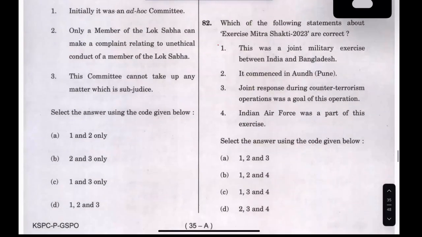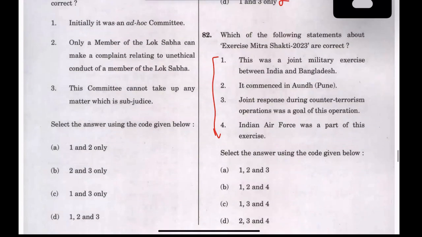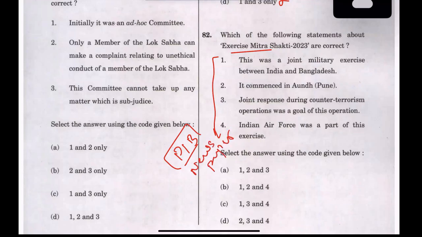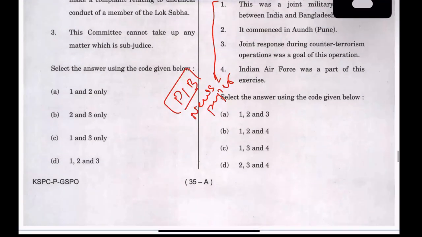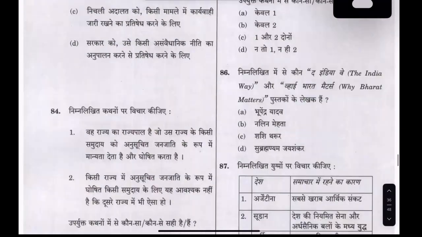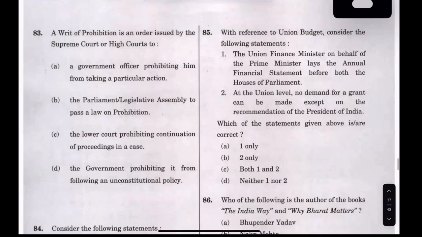For questions like this, I do not know Mission Mitra Shakti. You could use the PIB and the newspaper which regularly comes. For this, I don't have the answer, so I'm going to leave this question. Okay, so I have the leverage of leaving 10 questions that I mentioned in the first thing itself. These questions I can take. Look at this: writ of prohibition issued by the Supreme Court or High Court.